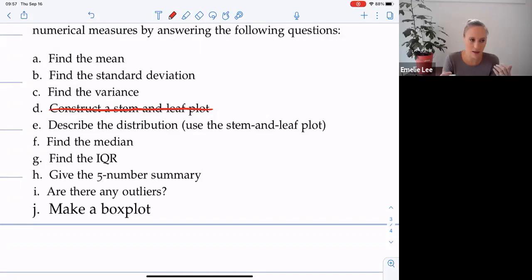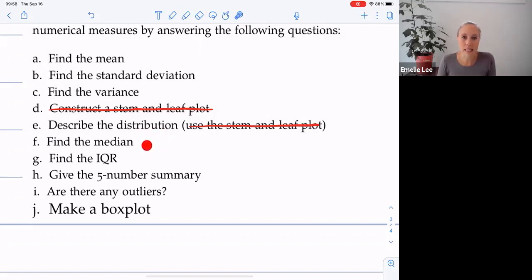So I'll give you the histogram to describe the distribution, right? So remember, when we're describing the distribution, that's one of the few things that we've already done. We have to talk about the shape, the center, and the spread. Okay.